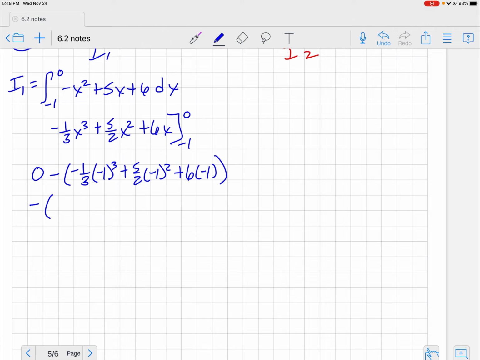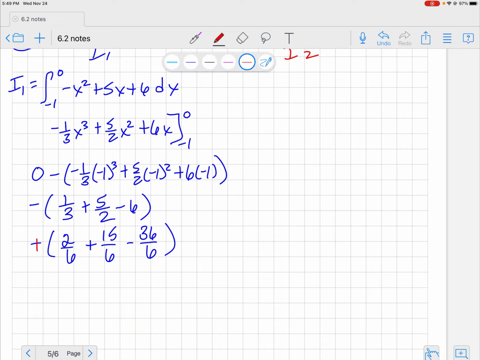I've got the opposite here, and negative times a negative will be a positive 1/3. And then this will be a positive 5/2 because it's a negative 1 squared. And then minus 6. So we can get a common denominator. What's it going to be? 6. 6 plus 6 minus something over 6. So that's times 2. That's times 3. And that's times 6. I'm going to go ahead and change those signs so I don't get confused later.